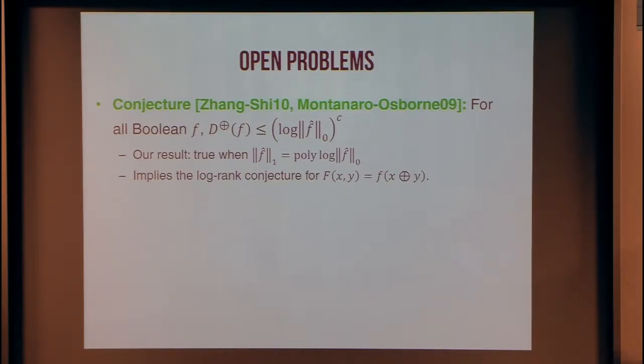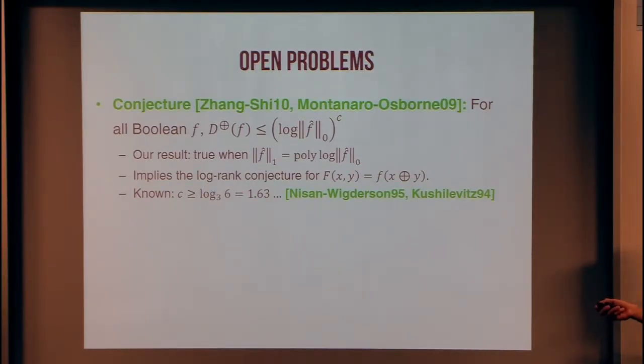The original motivation for this was the log rank conjecture. If you consider the function capital F of x and y, which is just lowercase f applied to x XOR y, like bitwise XOR, then for this function the rank is exactly the sparsity of f. So we don't know much. We know several things. The first is that this cannot be too tight.